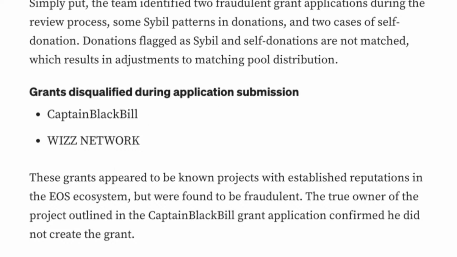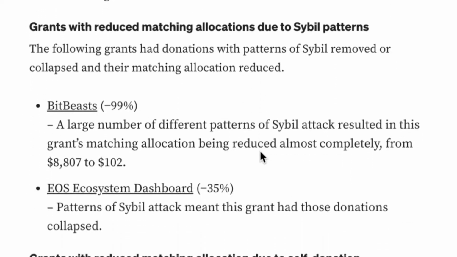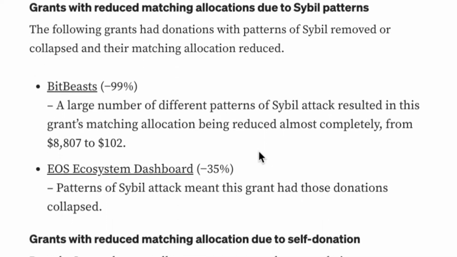And then there were also a couple of grants that had reduced matching allocations due to Sybil pattern detection. The grant Bit Beasts had a minus 99% reduction. Basically, it looks like all of these donations were Sybil attacks, so it was reduced from $8,800 down to $100. And the EOS Ecosystem Dashboard Grant had a reduction of 35%. And so there were some patterns of Sybil attack that were detected, and those donations have been collapsed and do not count towards the matching prize allocation.